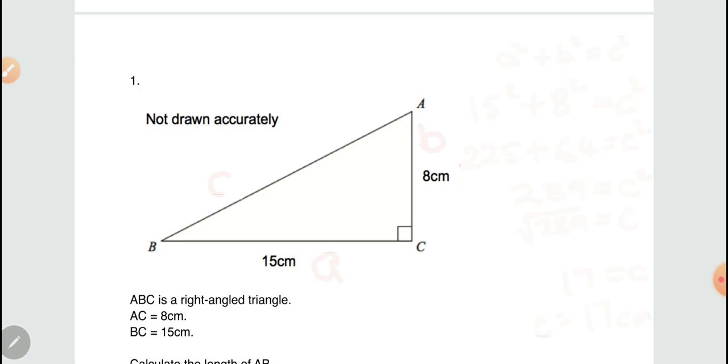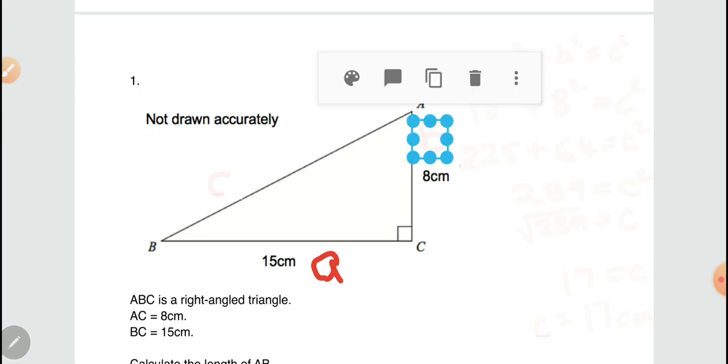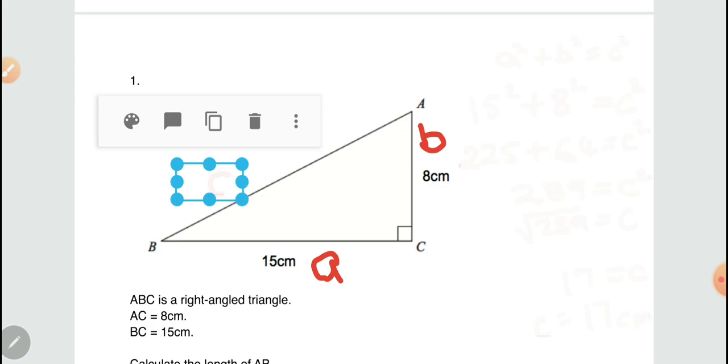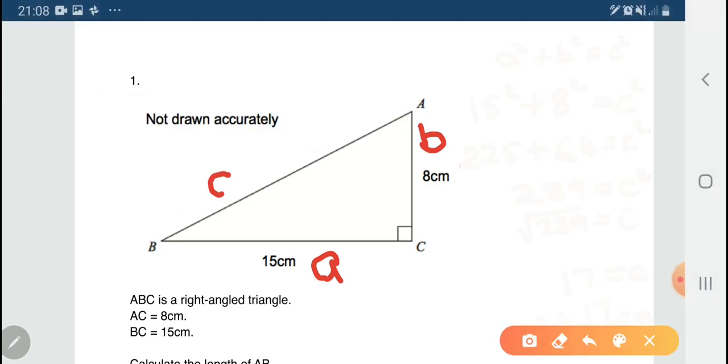We're also going to label our triangle with letters A, B, and C. So I've labeled this A, I've labeled this B, and then I've labeled this C. Now it doesn't matter what you label this side here. I could call that B and I could call this A, it doesn't really matter. The most important one is this one. This is C, in this particular example.